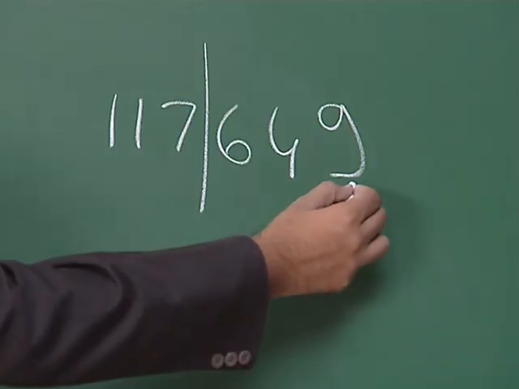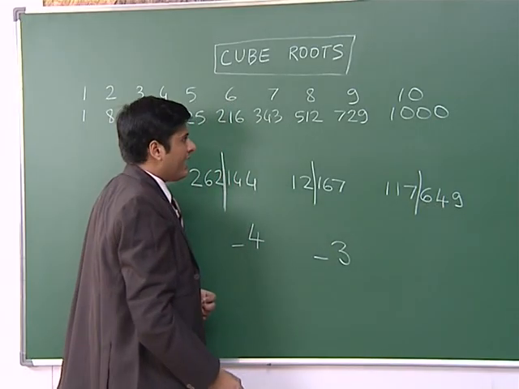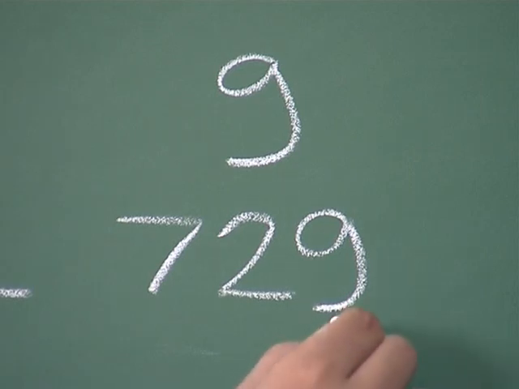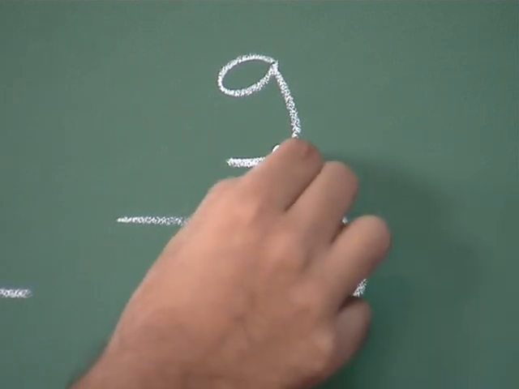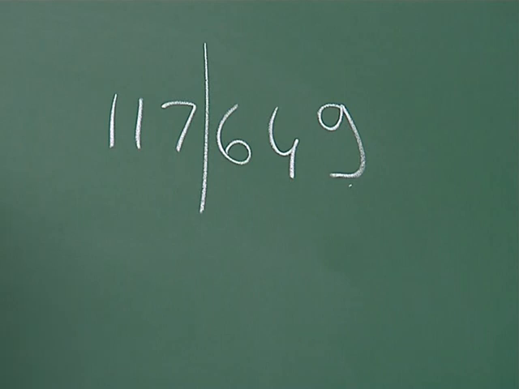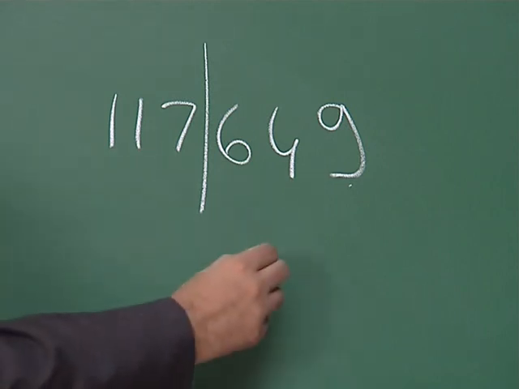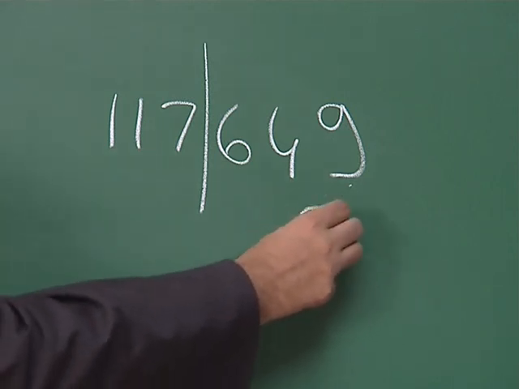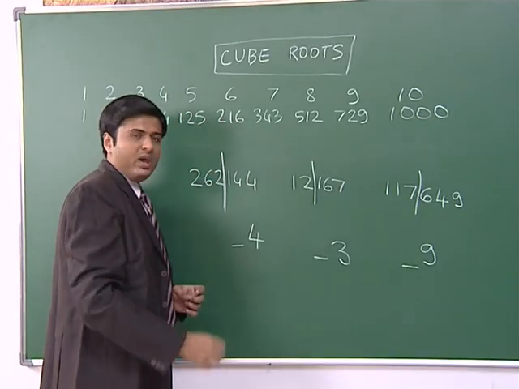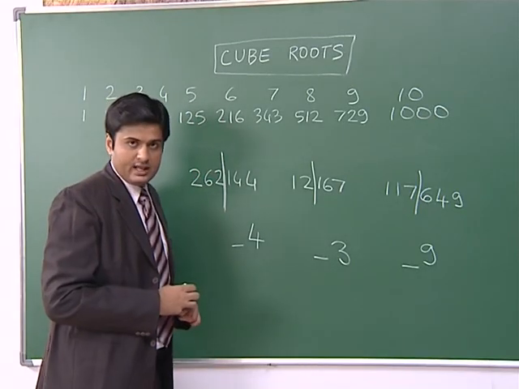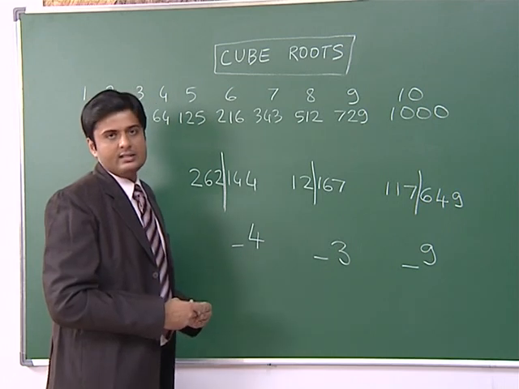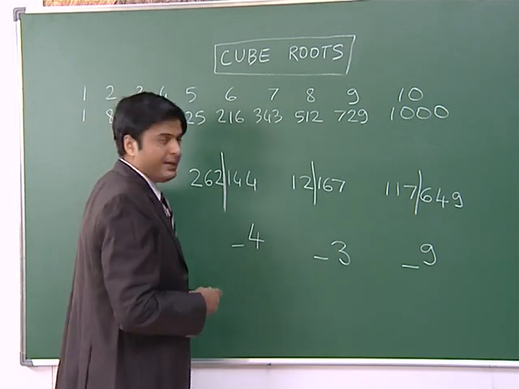Here the number ends in 9, cube root ends in 9. Let's check. If the cube ends in 9, the cube root also ends in 9. We don't know what it begins with, but it ends with a 9. We have found 3 half answers with us. Let us get the complete answers now. How do we get the complete answers?